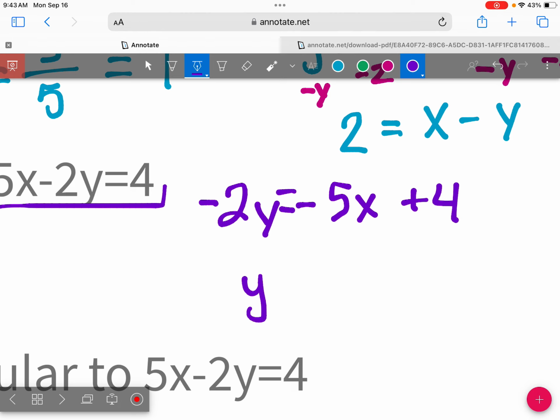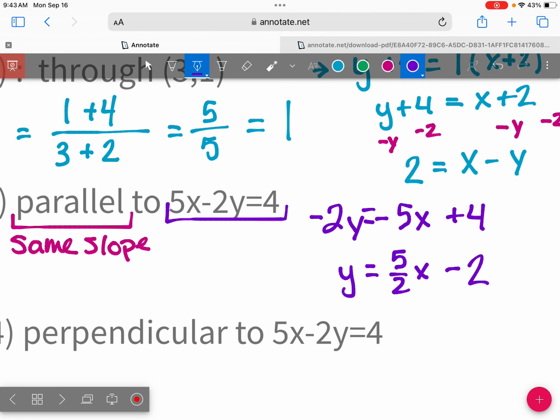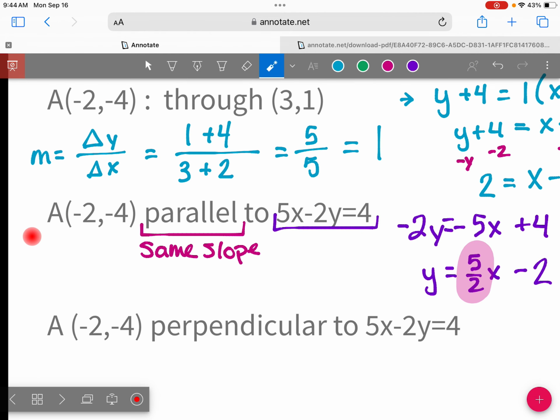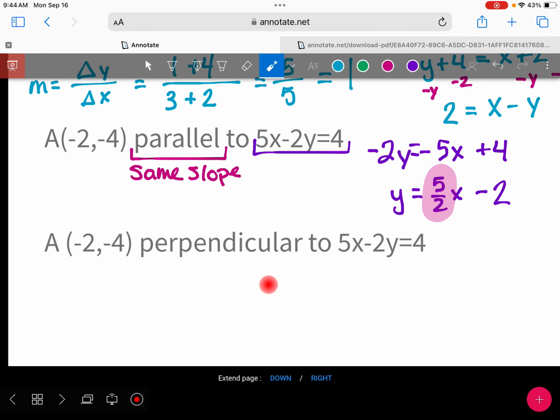How do I get the y by itself? Divide by negative 2. And we get 5 halves x minus 2. So what's my slope? 5/2. So what is the slope we're going to use for this line? 5/2. When we're looking at the perpendicular, just because I don't want us to run out of time, what do we need to change about our slope? Opposite reciprocal. So this is using that same line. So on B here, we're going to use our slope of 5/2.